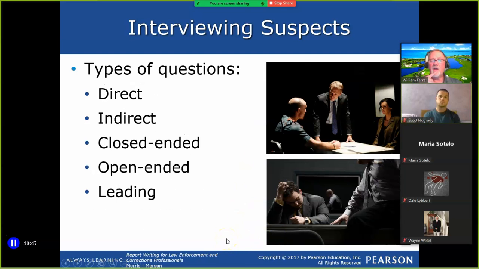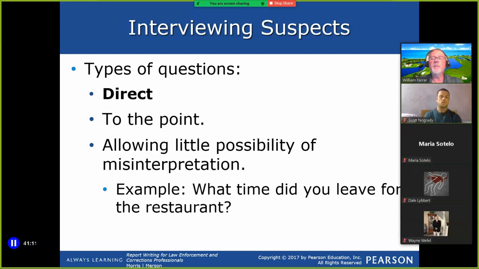And when you talk about the different types of questioning, remember there are different types of questions. We have the direct, the indirect, the closed-ended, the open-ended, and we have leading questions. And we need to know what these are, because we want to know the style or type of question, depending upon the person that we're dealing with, or how much information we want to get out of them. So remember, direct questions are just what it says, very to the point, okay? Very little possibility of misinterpretation.